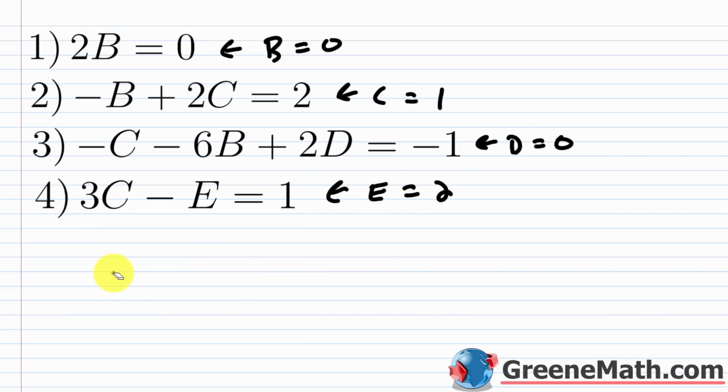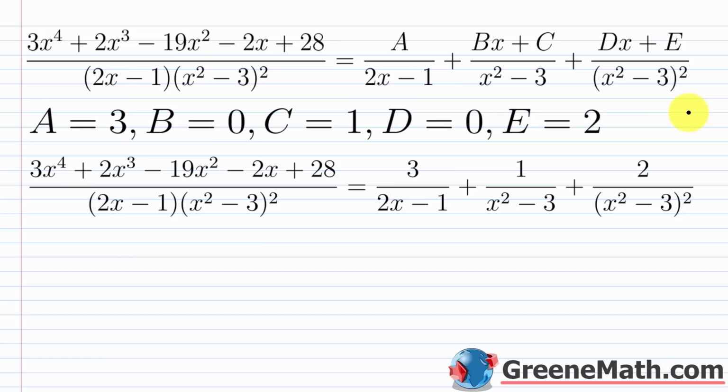We know b is 0, c is 1, d is 0, e is 2. And remember earlier we figured out that a was equal to 3. Okay, so coming back, we're just going to plug in. So we want 3 over 2x minus 1, plus 1 over x squared minus 3, plus 2 over the quantity x squared minus 3 squared.